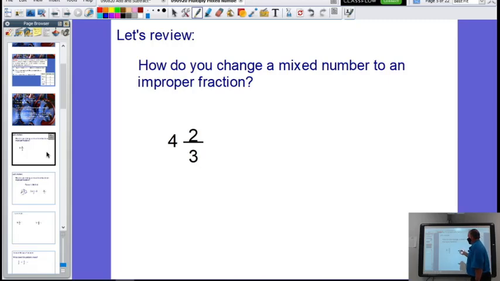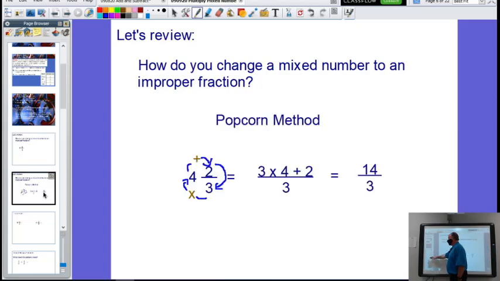Okay, so what is the popcorn method? Well, the popcorn method is something very simple. It is nothing but: take your denominator, multiply your whole part by that, so denominator times whole, plus the numerator, and you put it back over the denominator. So in this one, we would do 3 times 4, which is 12, plus 2, which gives you 14, and we'd put that back over the 3. Now, what's actually happening when we do that?